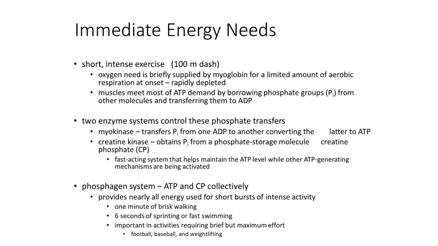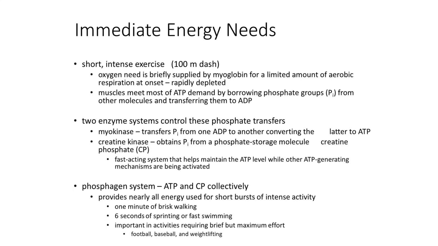Muscles meet most of the ATP demand by borrowing phosphate groups, that P, from other molecules and transferring them to ADP, making ATP. Remember, DP is diphosphate, TP is triphosphate. And it's the pulling off of that third P that gives us the burst of energy.